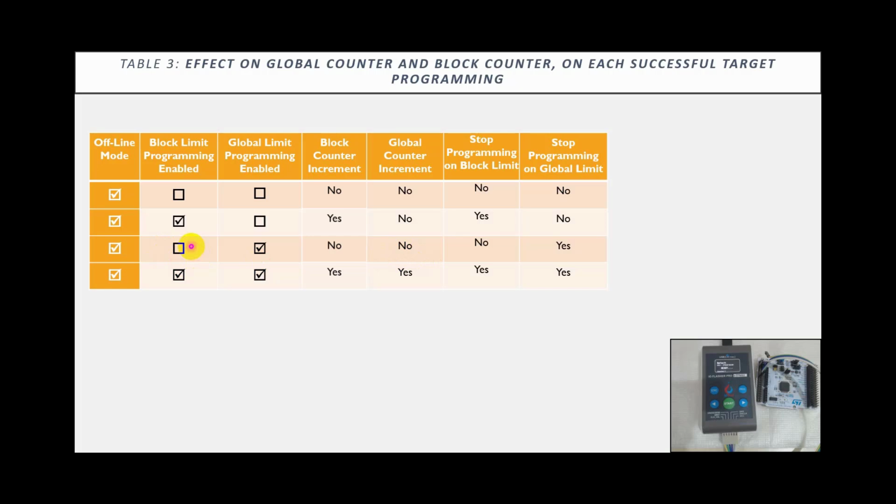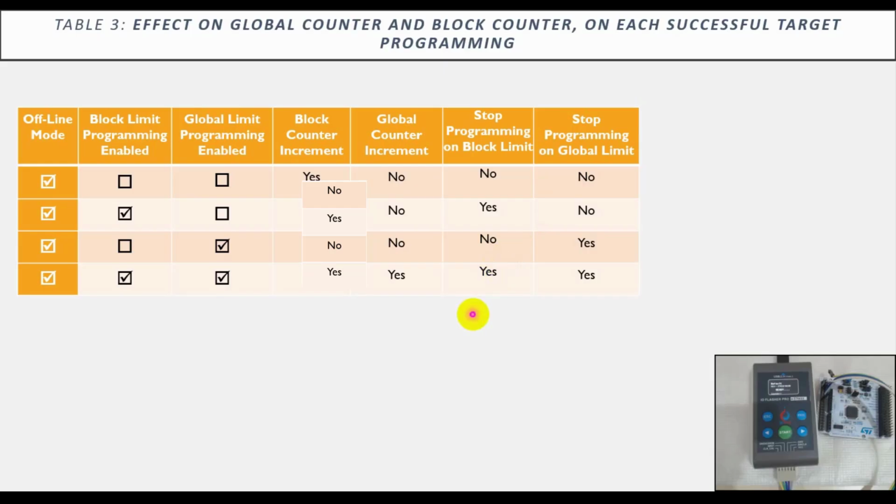So for safer side, you can keep the block counter limit and the global limit both enabled so that everything works without any mistake. And in case you want not to limit any particular block from programming, then you can give a higher number in lakhs or millions so that that particular block will not be limited by its own block counter, right? Now let's see a live demonstration of the global counter and the block counters.